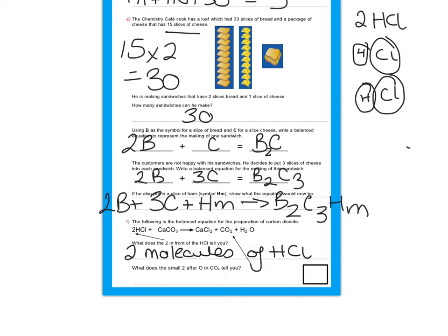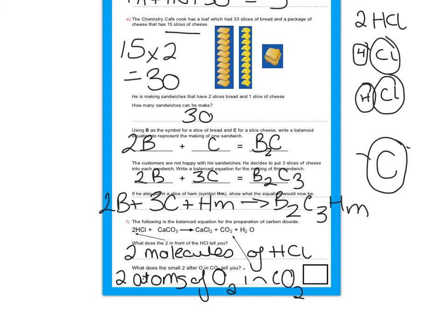The second question is asking me, what does the small 2 after O in CO2 tell you? It tells you there are 2 atoms of O in CO2. So if we have a look, here's our carbon. On either side of it, it has an oxygen attached. So it has 2 oxygen atoms in every 1 molecule of carbon dioxide.